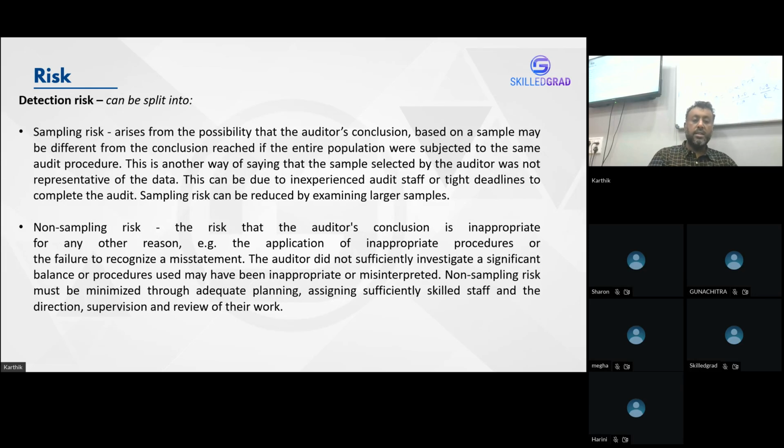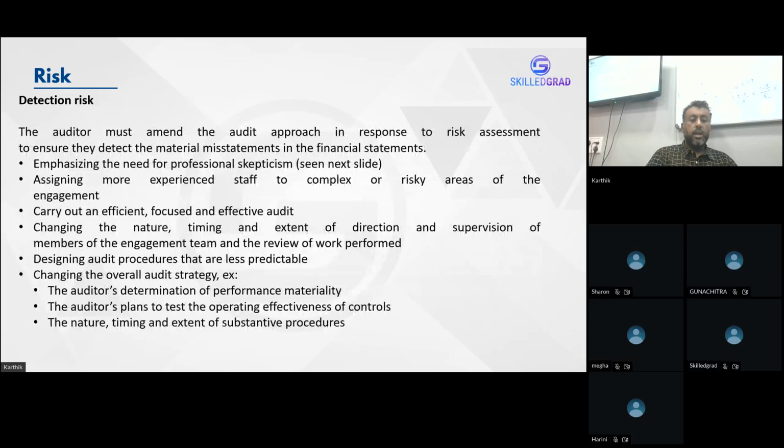So non-sampling risk can be minimized through proper planning, assigning proper good staff who understand the process very well. And if a junior is going to do the work, I should direct and supervise his work and see whether the audit junior has done a good job. As a senior, I am supposed to supervise and review the work. Clear? Okay.